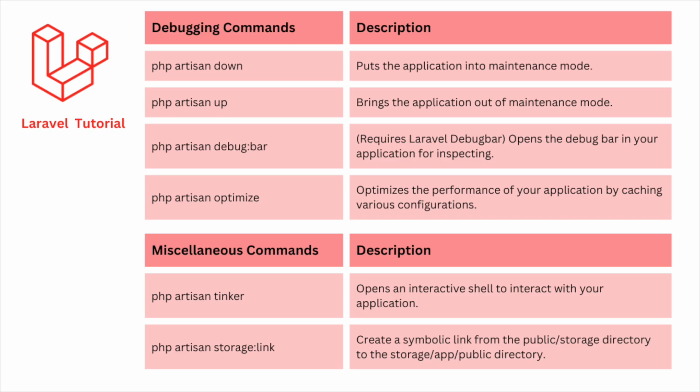So next is the php artisan tinker command. This will open an interactive shell to interact with your application. Using this you can also add entries into the database, and update entries in the database. Next is php artisan storage link. It creates a symbolic link from the public storage directory to the storage app public directory. Let's say you have kept an image, so you can access it in public directly using that symbolic link.